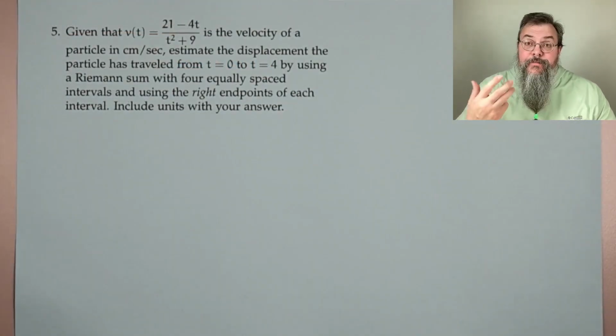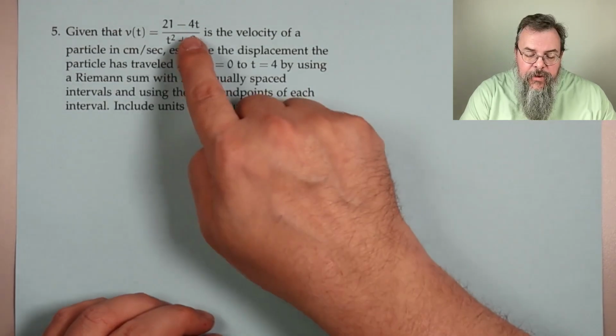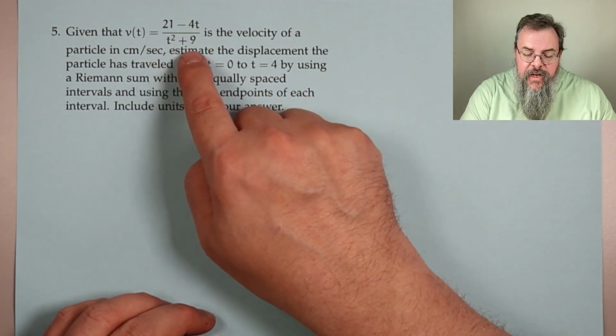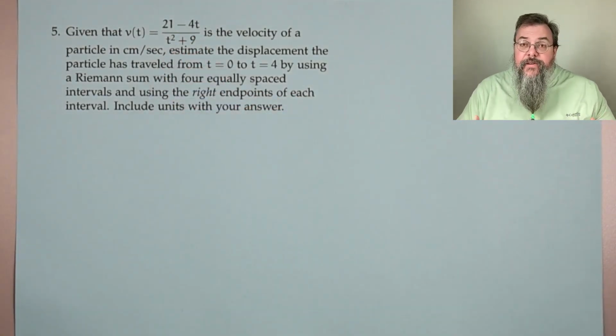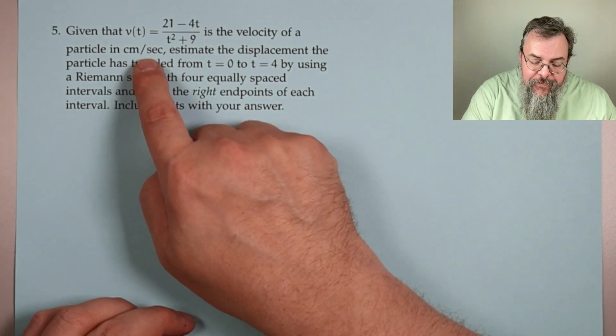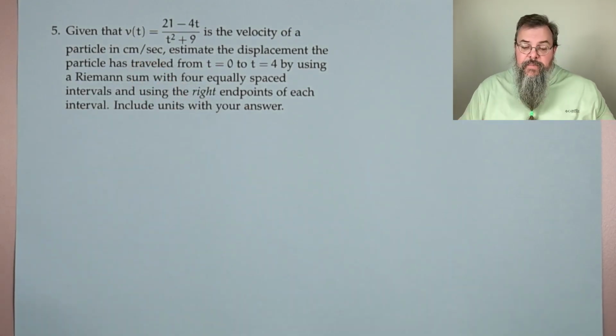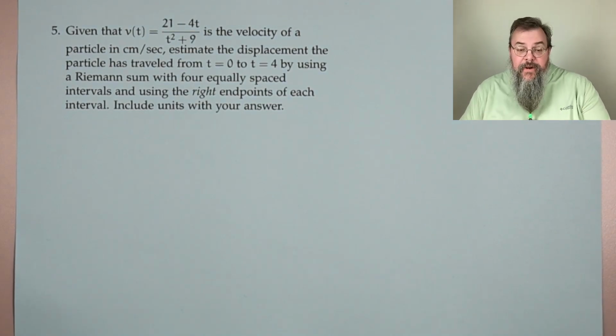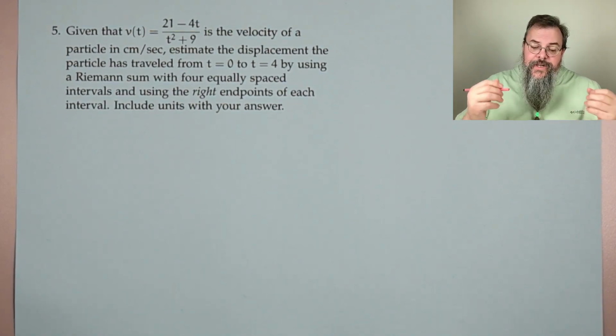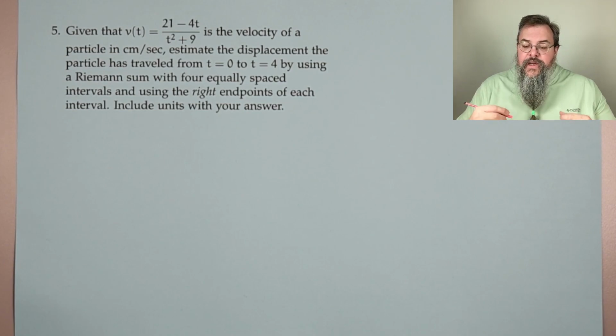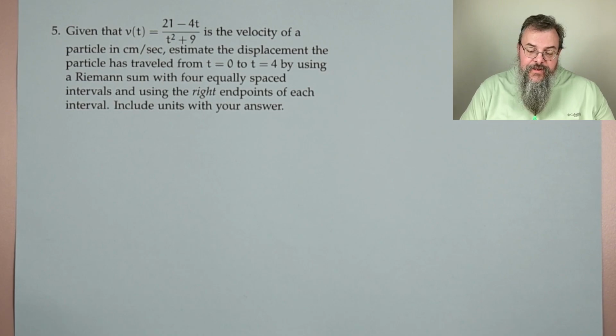Given that v of t, velocity, is (21 minus 4t) over (t squared plus 9), and that's our velocity in centimeters per second, estimate the displacement the particle has traveled from time 0 to 4 using a Riemann sum with 4 equally spaced intervals and using the right endpoints of each interval. Include units with your answer.